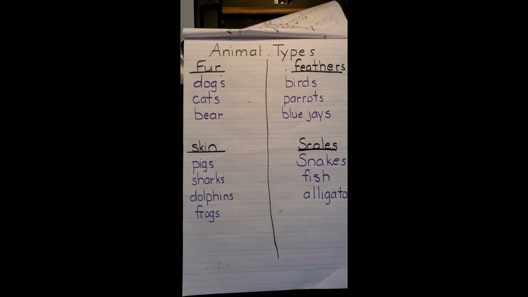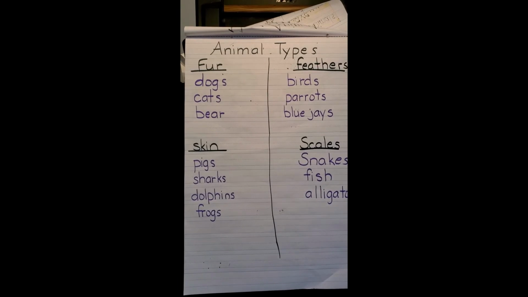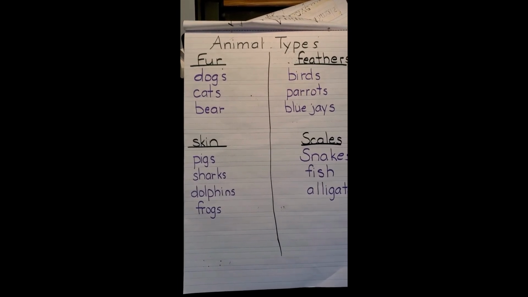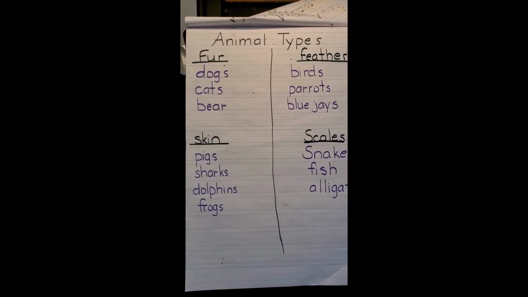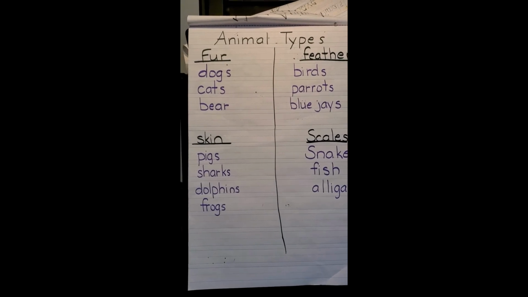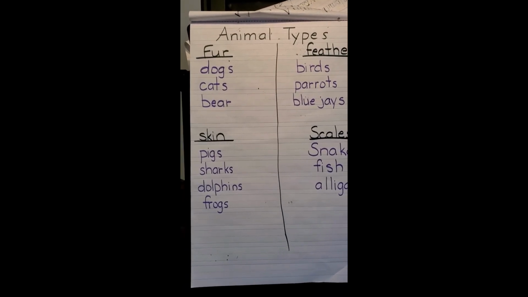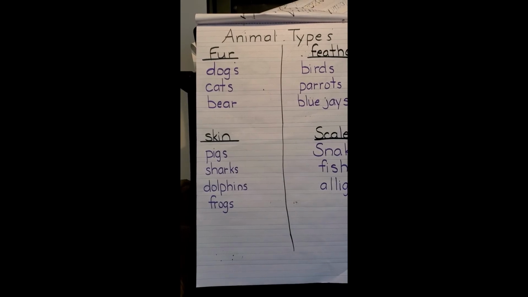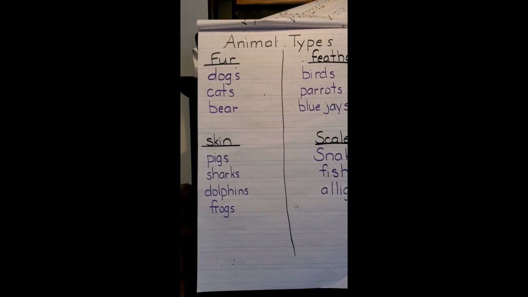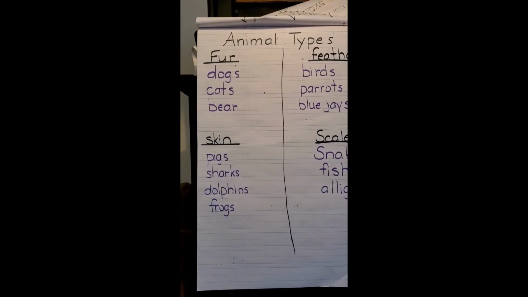All right, so we've got fur. And we know that dogs and cats and bears have fur. Can you think of anything else that has fur? Giraffes. Yeah, there's several things that you can think of. So if you can maybe make a chart like this and add some more animals, that would be great.